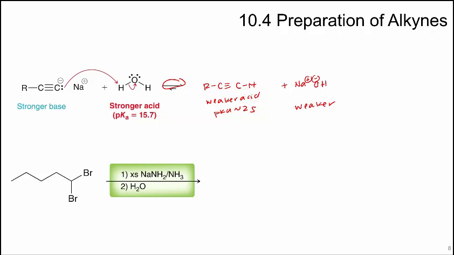A base that you would use to do this reaction is sodium amide and ammonia, and you want to use this excess. Excess means that we have an excess of that. So that would be the multiple equivalents that you need to form the triple bond. And we would get that product.